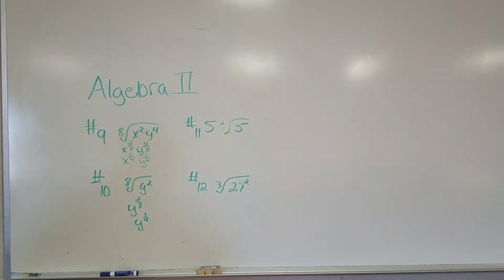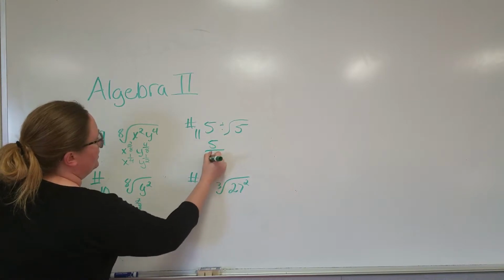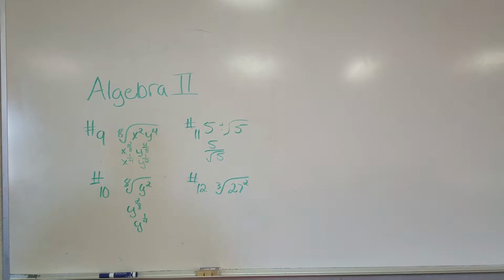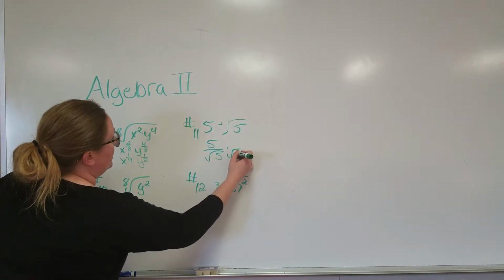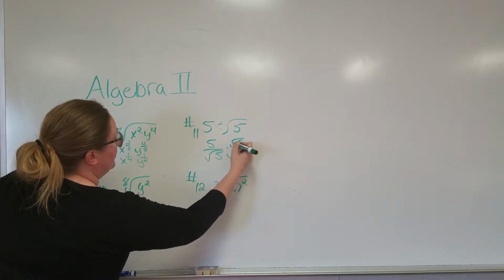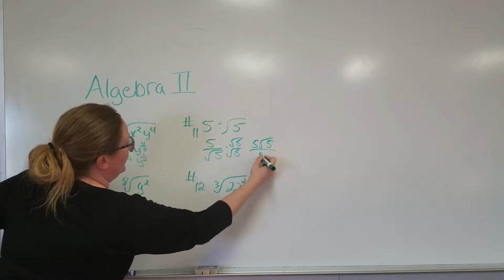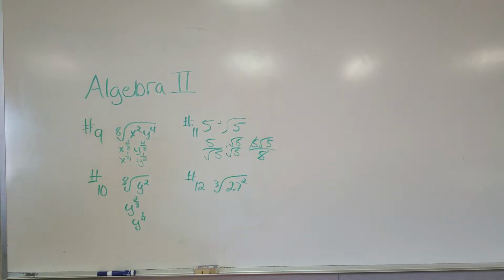All right, number 11, they say 5 divided by square root of 5. I'm not sure where this one came from, but we will do it. You can't have square roots in the denominator. So to rationalize this, you have to multiply it by itself, because when you multiply a square root by itself, you get the number outside of the square root. So you're going to multiply by square root of 5 on top and bottom. This will give you 5 square root of 5 over square root of 5 times square root of 5, which is 5. And then those 5s just cancel. So what you're left with is square root of 5.